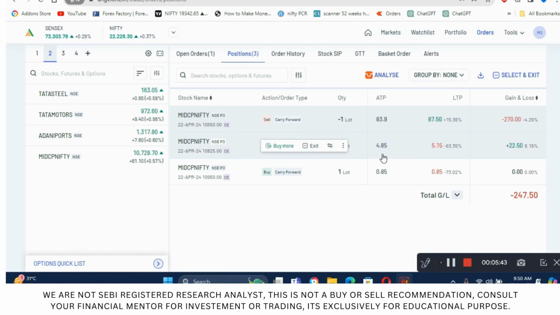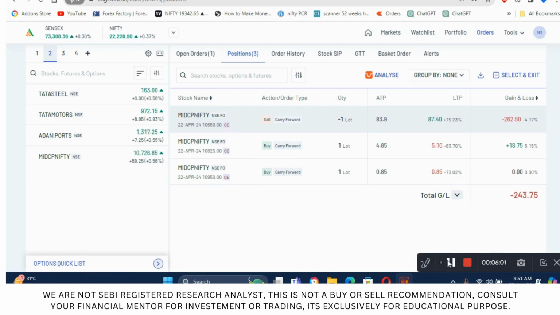But if the same premium goes up, it can give us a lot of profit. Okay, that's the reason I bought this one. So we have one position at the buy side and the other position at the sell side.